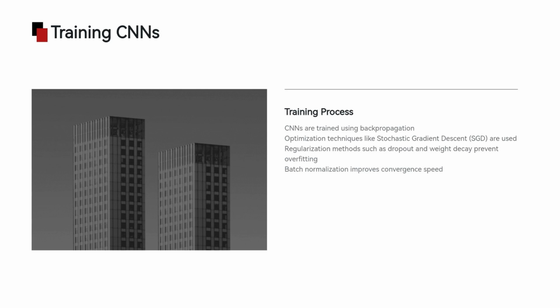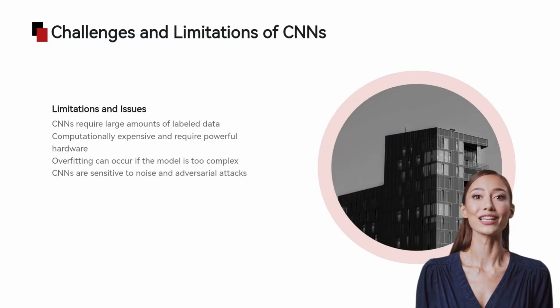Weight decay adds a penalty term to the loss function, which discourages excessively large weights and helps improve the generalization of the network. Batch normalization is another important technique that normalizes the inputs to each layer, speeding up training and improving model stability. By reducing internal covariate shift, batch normalization allows for faster convergence and helps avoid issues like exploding or vanishing gradients. While CNNs have revolutionized computer vision, they come with certain challenges and limitations.